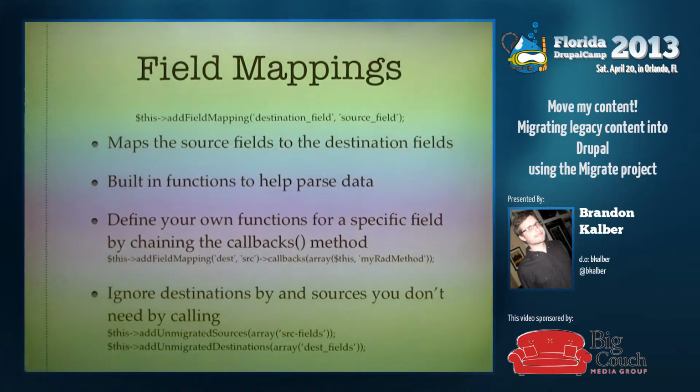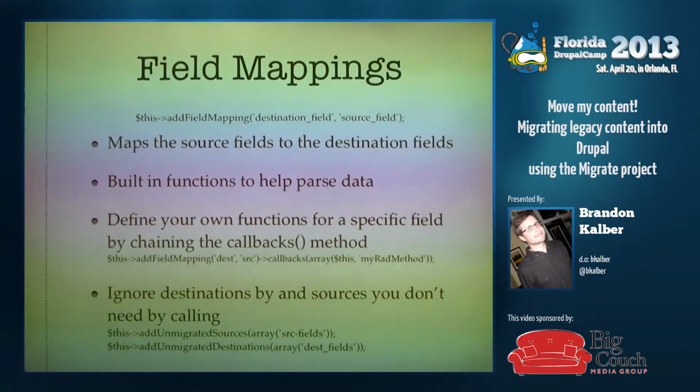Migrate does provide some built-in functions to help you parse data, and you can chain these onto the field mappings. A simple example would be the separator. You could say this addFieldMapping, and then chain on separator, and pass in a comma as a string, or a pipe. You might use that if you're importing taxonomy terms into an autocomplete widget. If you pass in a comma separator, Migrate's going to know how Drupal expects that data. It's going to be able to parse it and save it the way it should. You're still having to write a lot of code, but Migrate has so many helpers built in that it saves you a lot of time.